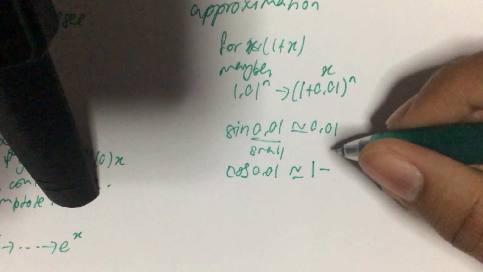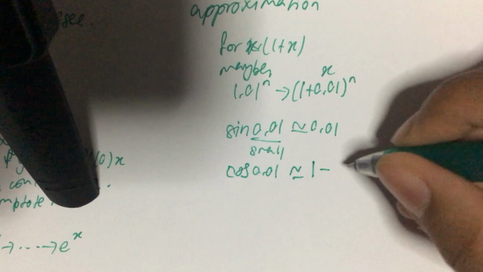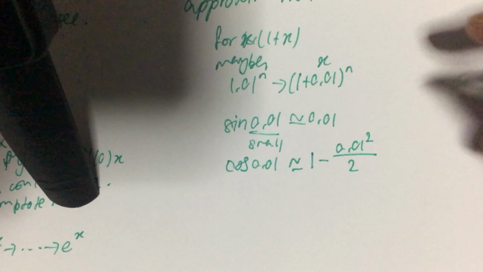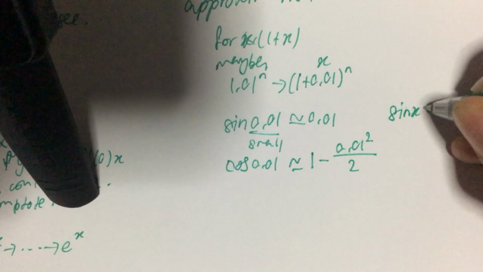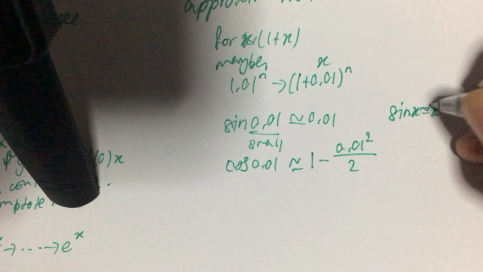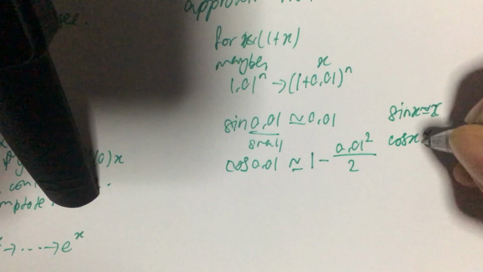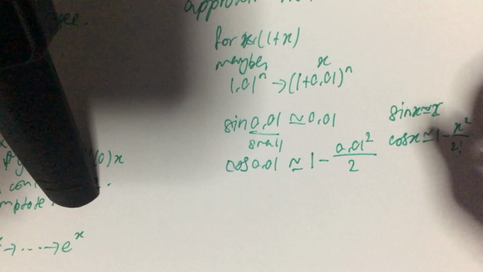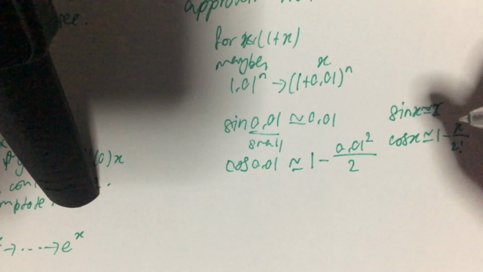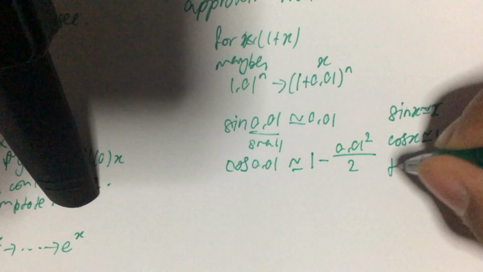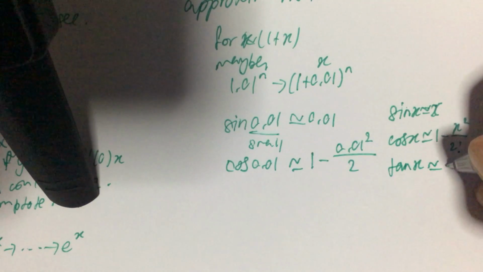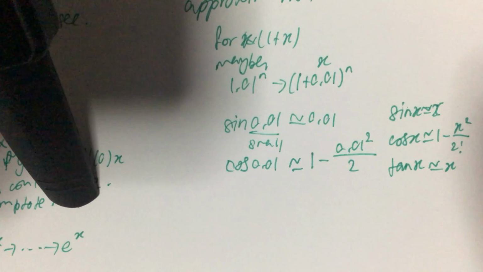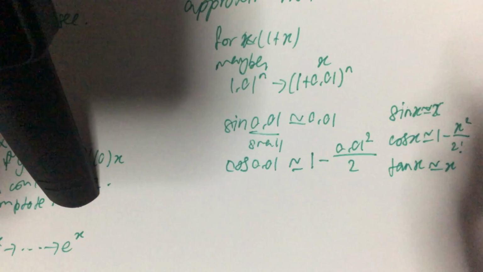I guess that will actually be approximation in a sense. So for sine, it will be just x. Sine x equals x approximately. Cosine x is equal to 1 minus x squared over 2 factorial approximately. And tangent x will be approximately equal to x. The reason why you do not see tangent x in this list is because you can just derive it from sine x over cosine x, logically speaking.